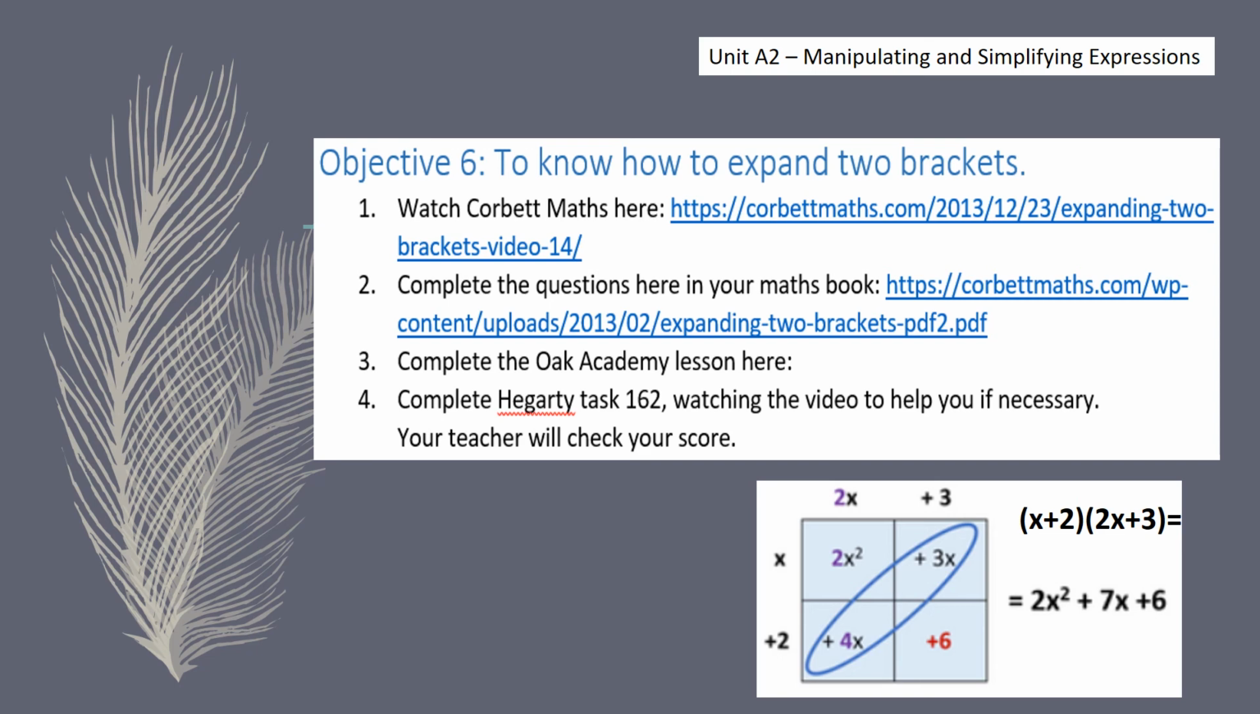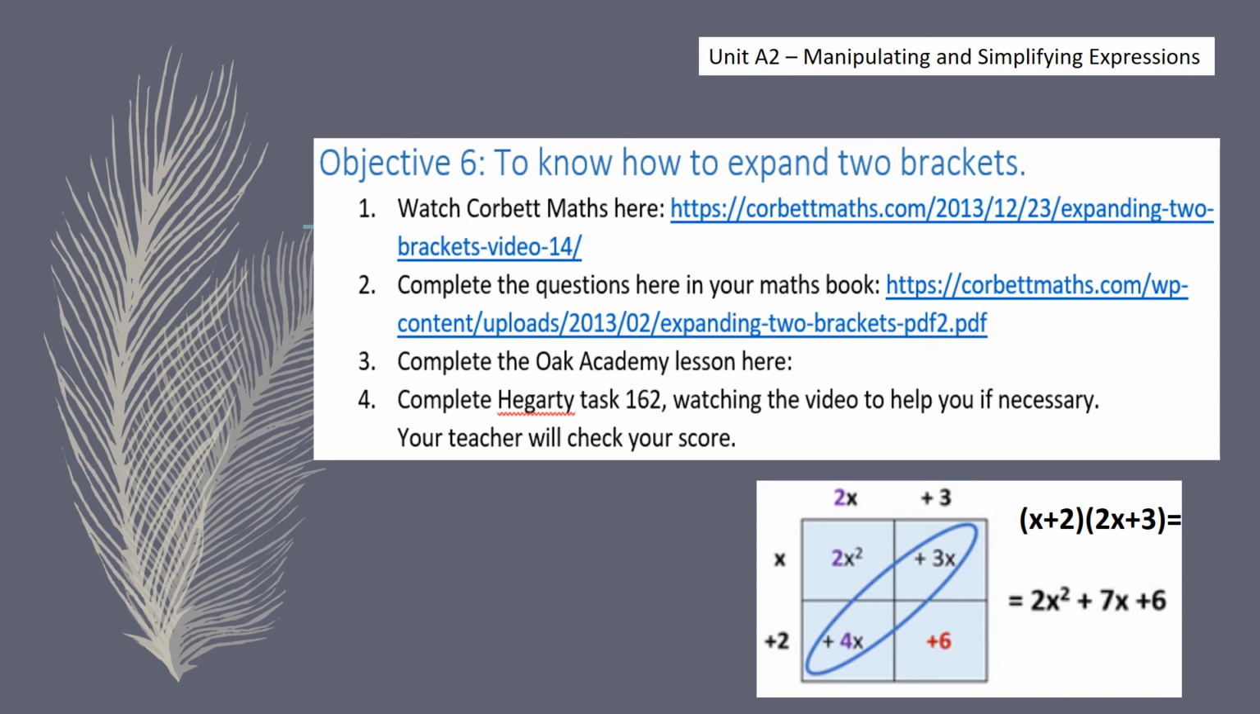Objective 6 is to know how to expand 2 brackets. So the best approach is to draw a grid, like a multiplication grid, or you can imagine finding the area of this grid by splitting it into 4 sections. So you will have x times 2x, so you will have 2, because there's 1 in front of x here, and x times x to give you x squared, etc, etc.